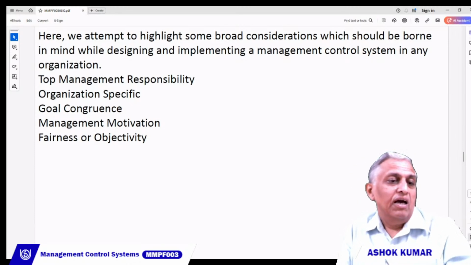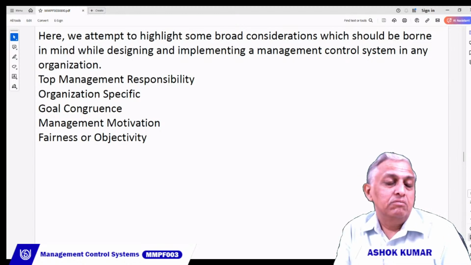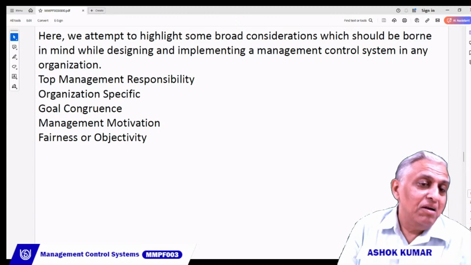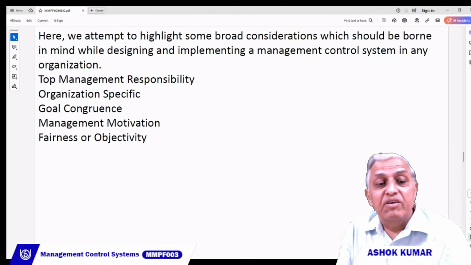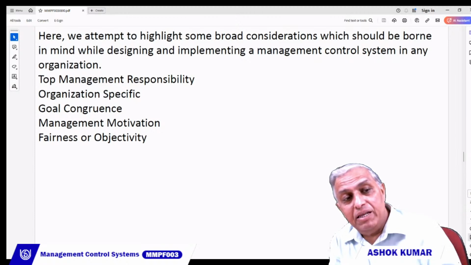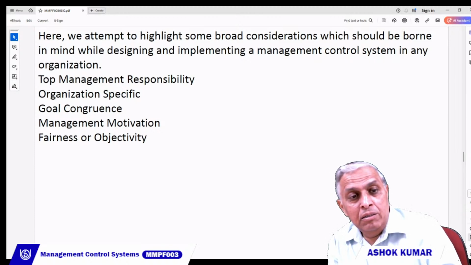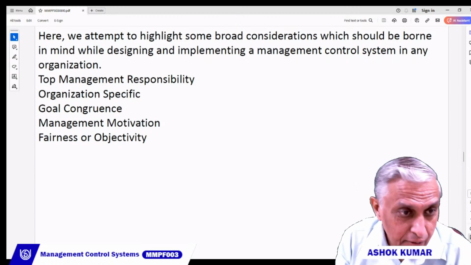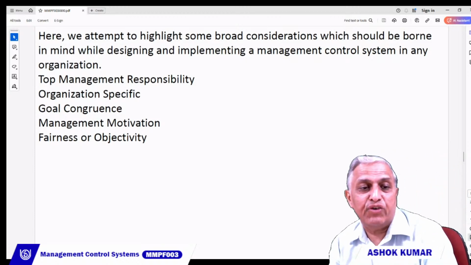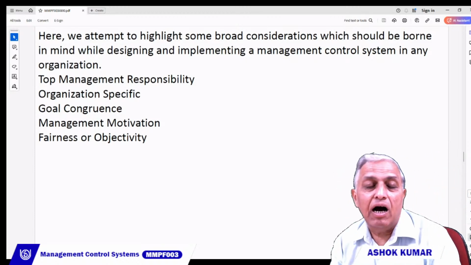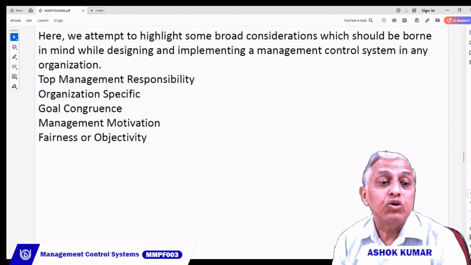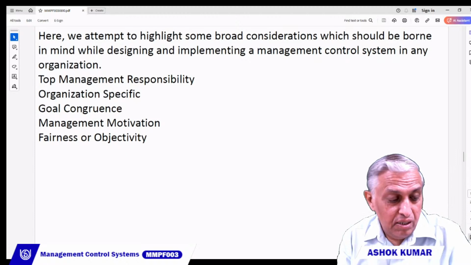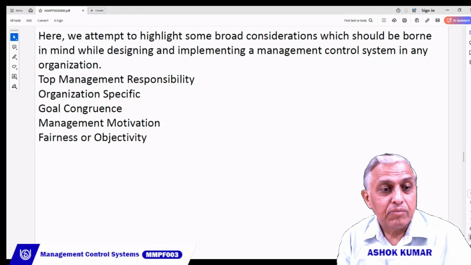Goal congruence. Management motivation. There are certain motivational therapies which people are giving to their workers so that at least they work happily, unlike the old system where motivation was not that much, which we now have. Fairness or objectivity: how far, how distinctly it is fair, how objectivities are being addressed, how questions are being answered satisfactorily.